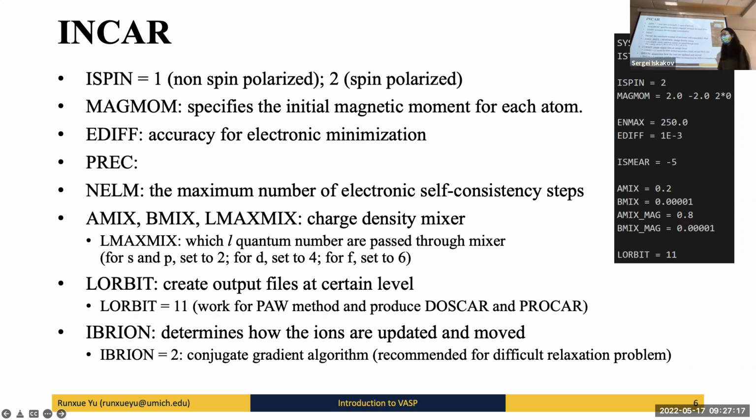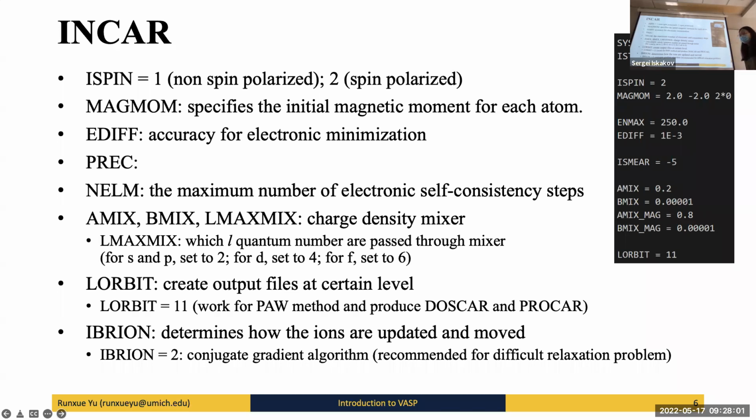For what is AMIX, is a mixer? It's kind of a mixing method for the charge density. So what does that mean? Like for the initial guess? Is that as you're iterating, there's some damping in the density matrix? Yeah, I think it's kind of some damping. And so these parameters say that you're only damping S and P, or you're damping S and P and D, is that what's happening here? I'm not quite sure, but I think.